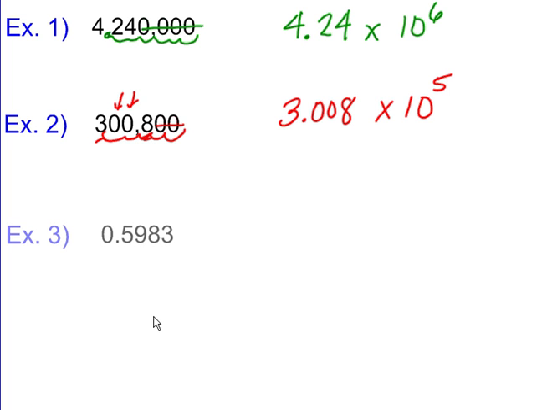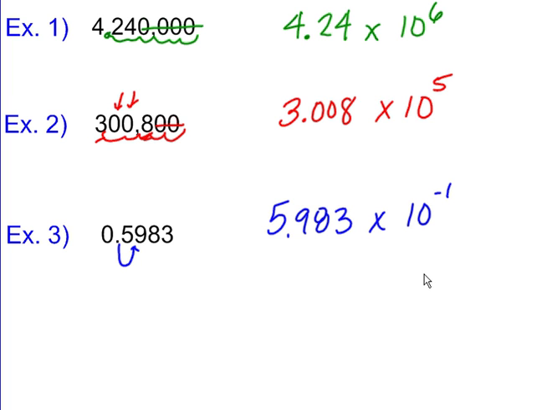Taking a look at one more. Here we have 5,983 10,000ths. So taking this number and rewriting it, we would have 5.983, and we'd multiply it times our base 10, and our exponent, because we want to move it just one place, would be 1. But because this number is small, and we're moving to the right, we are going to make it negative 1.